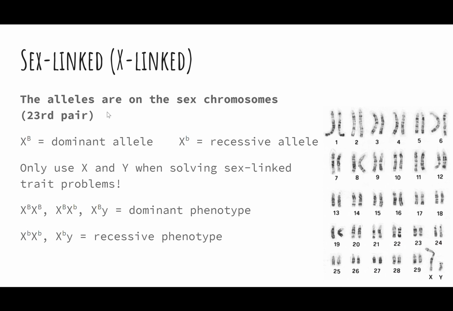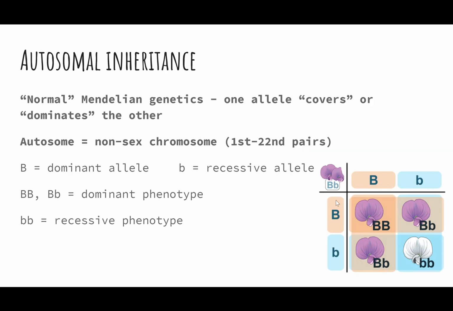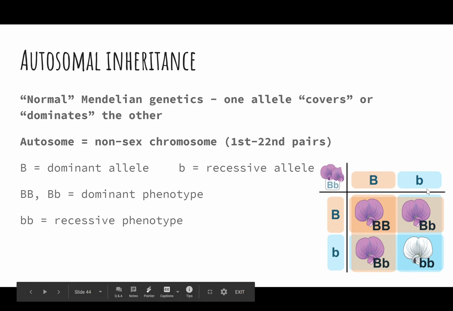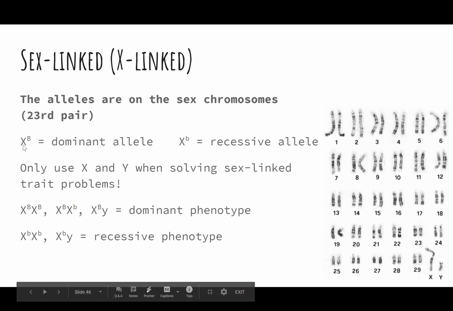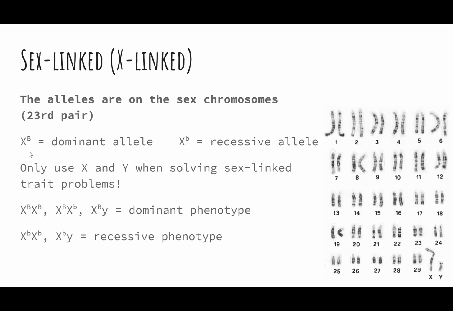where the alleles are on that 23rd pair of sex chromosomes, so they're going to have these X and Ys. We will only be focusing on genes that are on the X chromosome. And so instead of just having the one letter to represent the situation, we're going to attach that letter to an X to show that it's on the X chromosome. It's a sex-linked or X-linked trait.